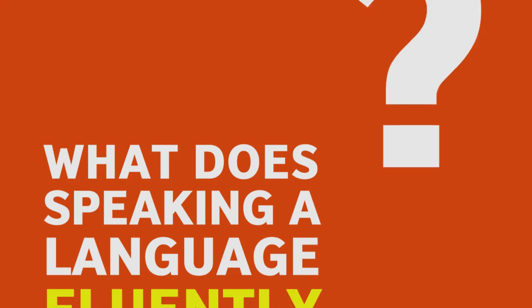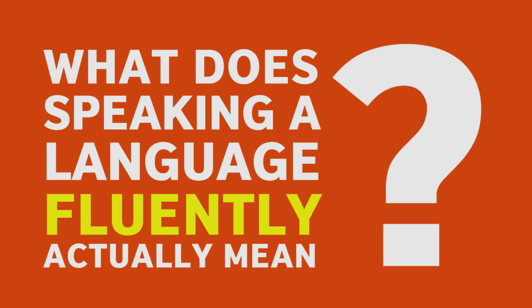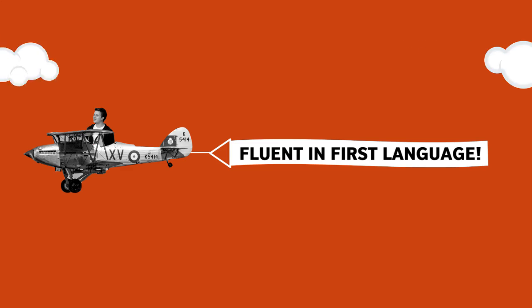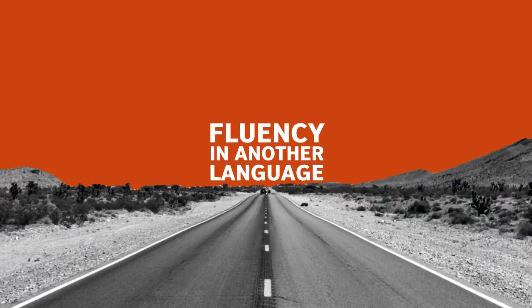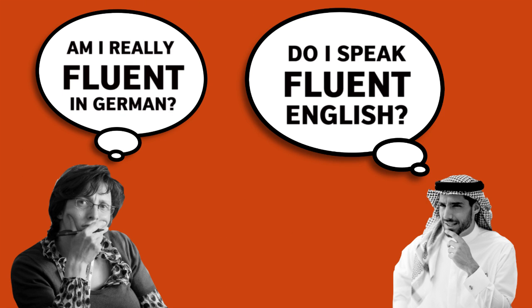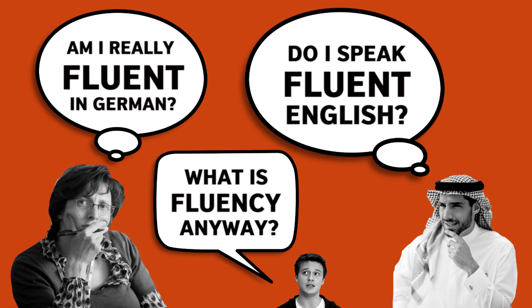Whenever we want to learn a new language, the one thing we all want to be able to do is speak it fluently. The problem is though, what does speaking a language fluently actually mean? We all speak at least one language fluently, which is our native language. But is speaking a foreign language fluently necessarily the same as speaking our first language fluently? And if it is, is it even possible to get to that level of fluency in a non-native language?